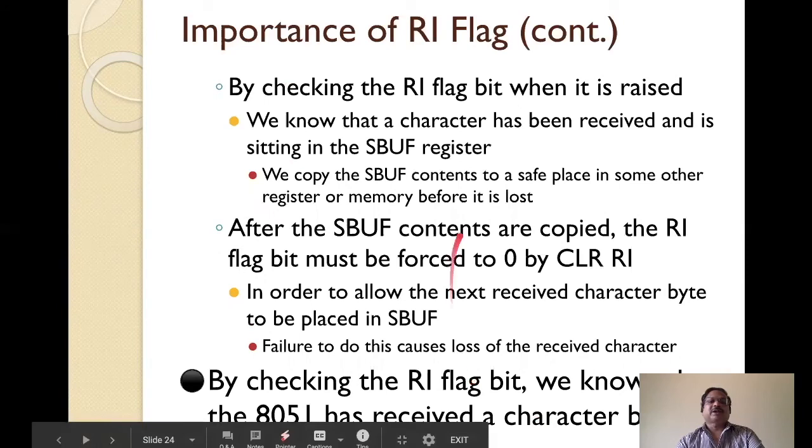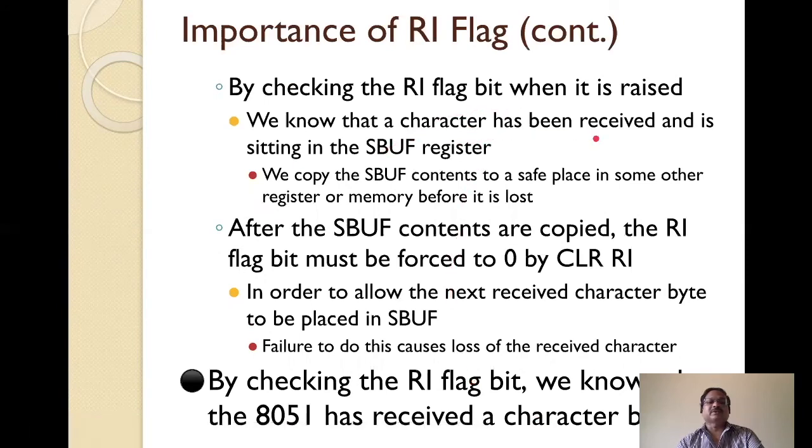So by checking the RI flag bit when it is raised, we know that the character has been received and that it is available in the SBUF register. A copy of SBUF can then be written in some safe place. That's what we are doing: reading it in the accumulator and then sending it to the port, or we can save it in a memory location.